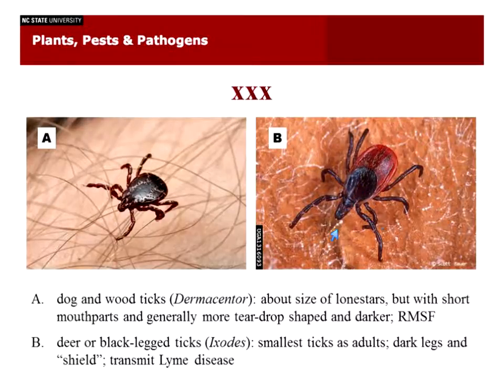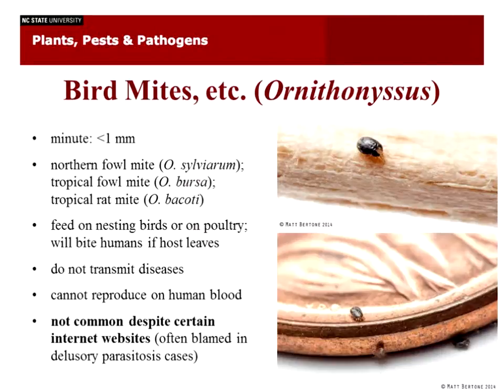Now, everybody's really afraid of the deer ticks, the Ixodes. These are the smallest ticks as adults. They have very dark legs and a dark carapace and long mouth parts, as well as a long body. They can transmit Lyme disease, which is the most fearsome of all the diseases transmitted by ticks. However, I don't really see deer ticks very commonly. Most often I see Lone Star ticks, then Dermacentor, and very rarely, I've never actually seen an Ixodes in North Carolina, though they do exist.